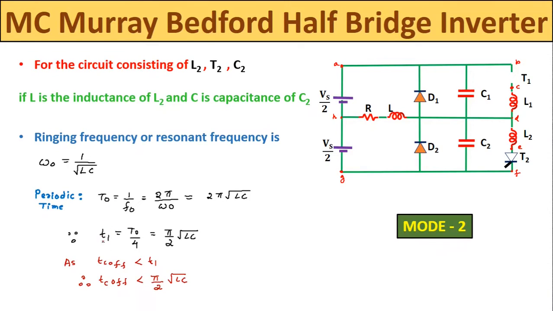Now at time t is equal to T1, the periodic time will be 1 by 4th. Therefore T1 will be equal to T naught by 4. We will put this value of T naught here. We will get T1 is equal to pi by 2 under root LC. The circuit turn off time should be smaller than T1 time. Therefore when we put this value here for T1, we will get the circuit turn off time should be smaller than pi by 2 under root LC.